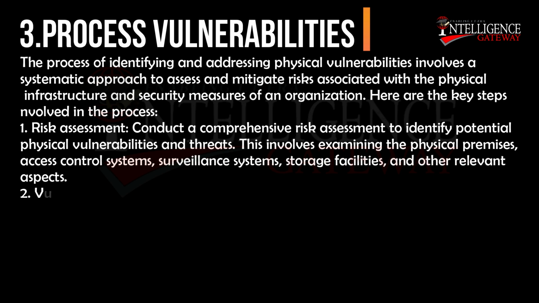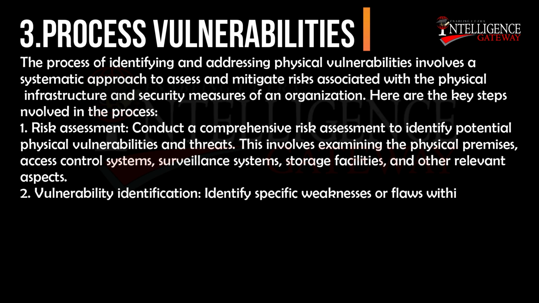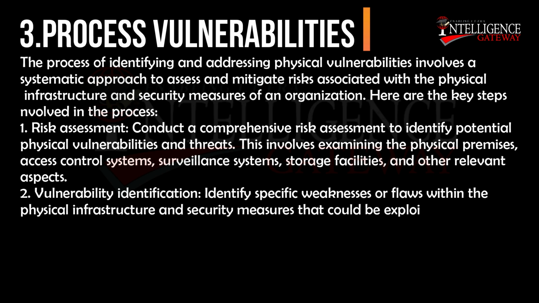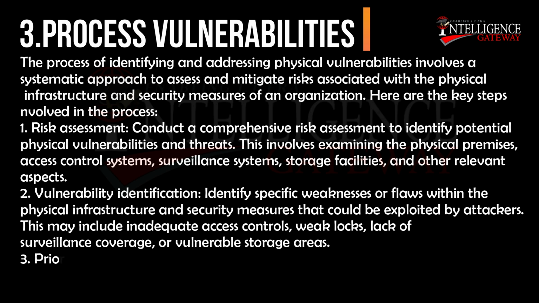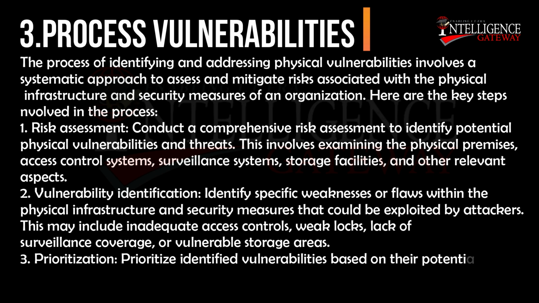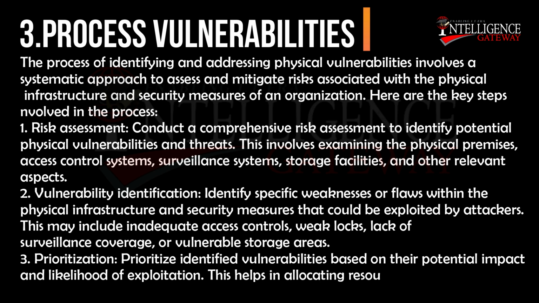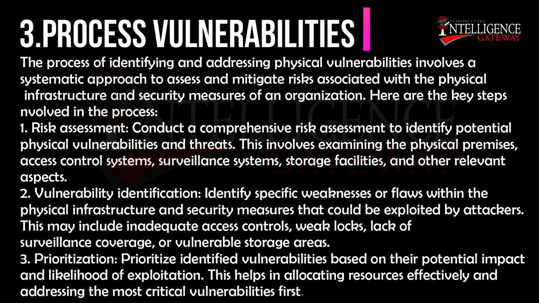2. Vulnerability identification. Identify specific weaknesses or flaws within the physical infrastructure and security measures that could be exploited by attackers. This may include inadequate access controls, weak locks, lack of surveillance coverage, or vulnerable storage areas. 3. Prioritization. Prioritize identified vulnerabilities based on their potential impact and likelihood of exploitation. This helps in allocating resources effectively and addressing the most critical vulnerabilities first.